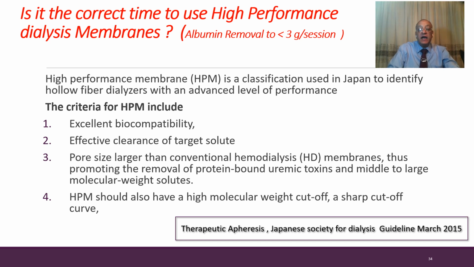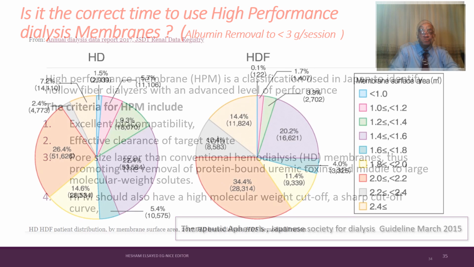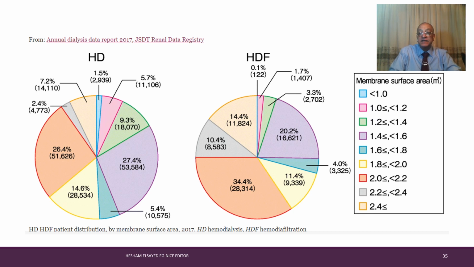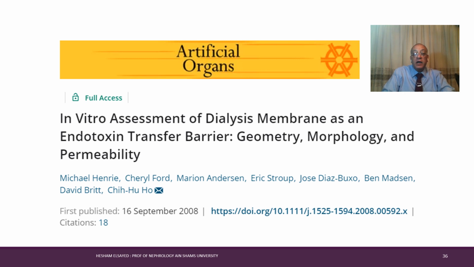So is it the correct time to use a high performance dialysis membrane with excellent biocompatibility, effective clearance of target solutes, and maximized pore size to increase middle molecule removal, but still with albumin leak below 3 grams per dialysis session? Increasing the surface area will improve the dialysis efficacy both in high flux dialysis as well as in hemodiafiltration. As well, the dialysis membrane should work as an endotoxin transfer barrier.